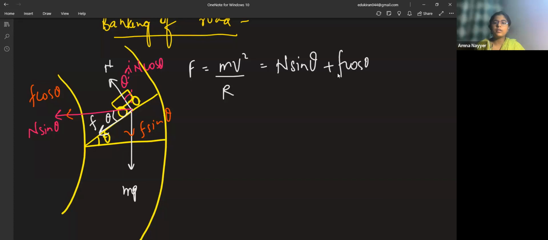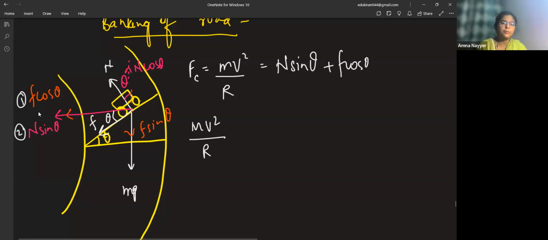So what is your equation? What is your frictional force equal to? We know frictional force is mu n. So the force of that is mv square by r. This is the centripetal force. This centripetal force is being provided by this plus this. These two forces are providing centripetal force.